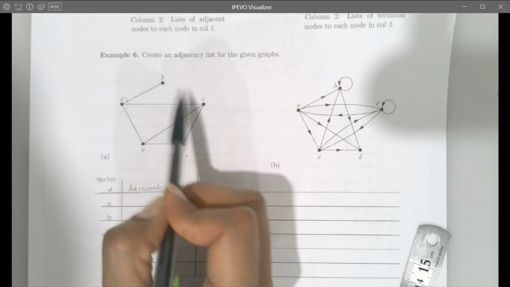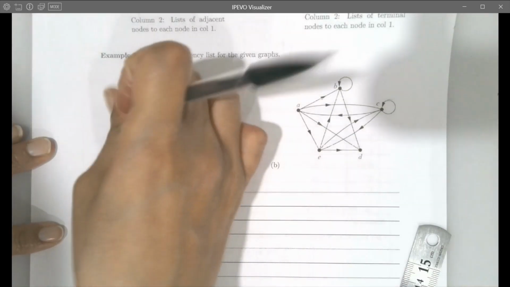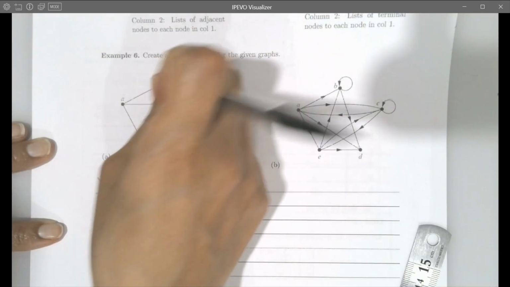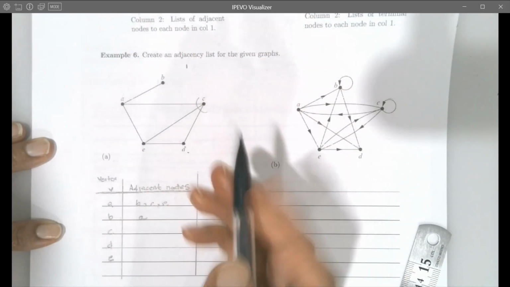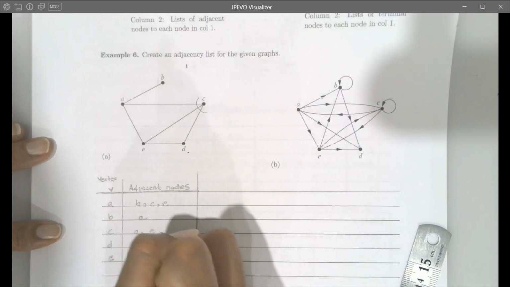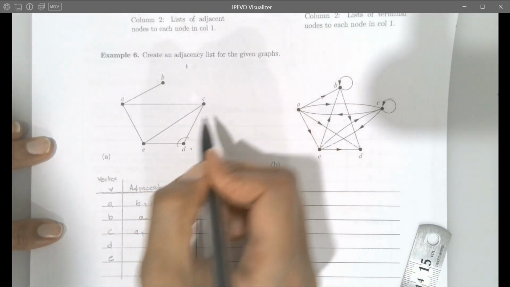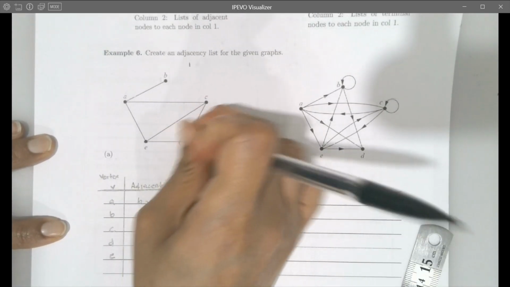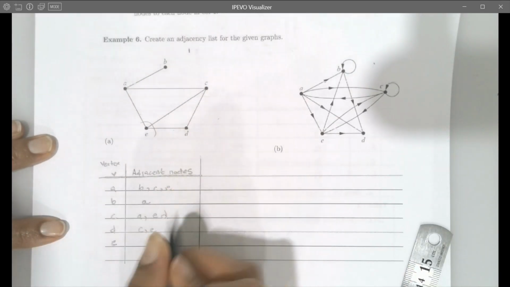If we take a look at what is adjacent to A, we have B, C, and E. What is adjacent to B? We only have A. What is adjacent to C? We have A, E, D. What is adjacent to D? We have C and E. And what is adjacent to E? We have A, C, and D.